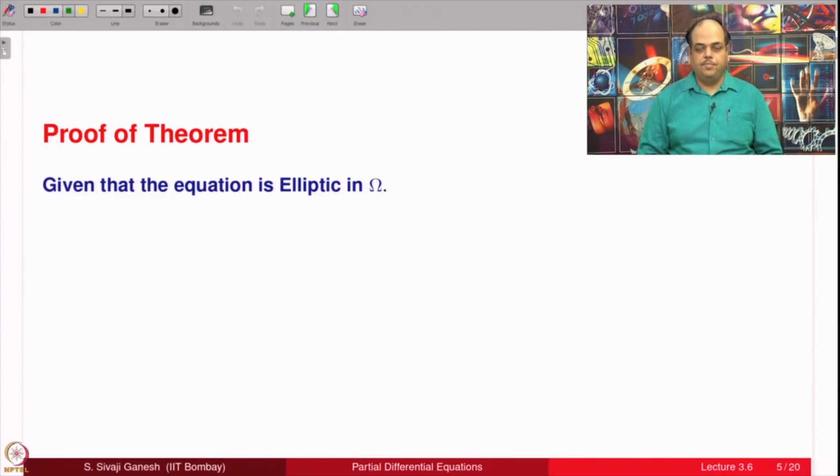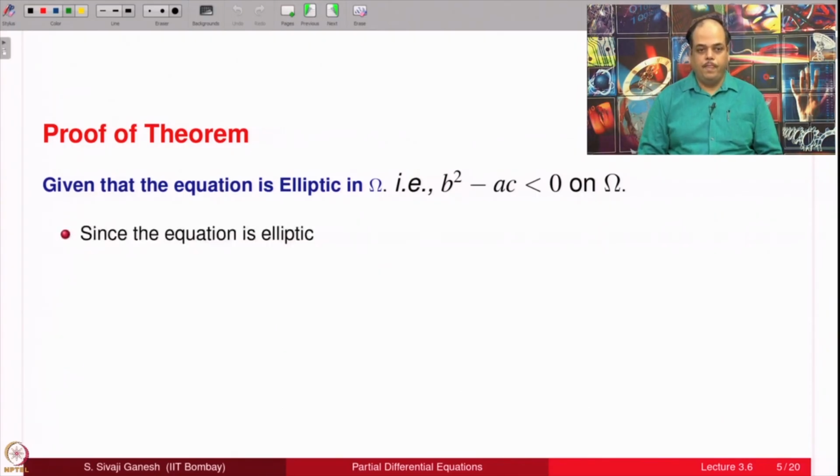So, the equation is given to be elliptic, it means b square minus ac is negative, less than 0 on omega. Since the equation is elliptic, we cannot have a of x0 y0 to be 0. If it is 0, what we have is b square strictly less than 0, which is not correct, because b square is always greater than or equal to 0, the square of a real number is always greater than or equal to 0. Therefore, necessarily a should be non-zero, and of course, c also cannot be 0 for the same reason. So, neither a nor c can be 0 at any point in omega, in particular at x0 y0.